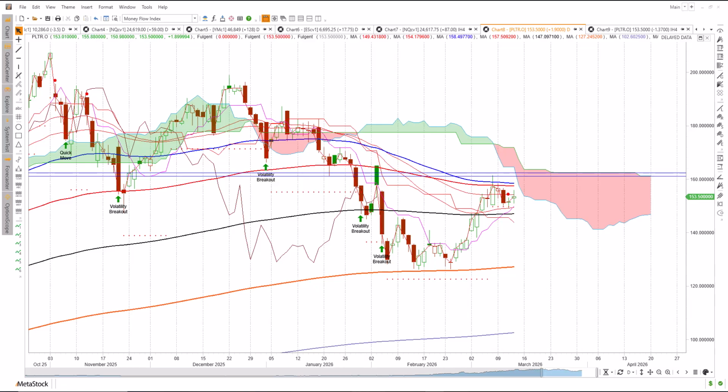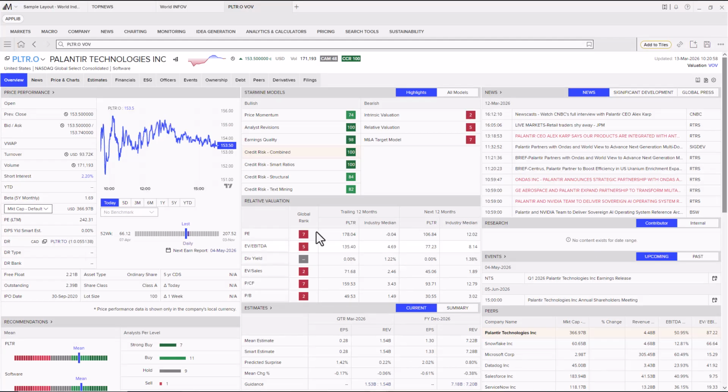Next up, if we take a deep dive into the fundamentals of Palantir and look at the StarMine models, which use thousands and thousands of data points to come up with these rankings, we can see the price momentum score is quite high, so we've got sufficient price momentum. So we do expect some outperformance in the stock. The ARM score, the analyst revision score, is 100, meaning the analysts have been upgrading their numbers and improving guidance.